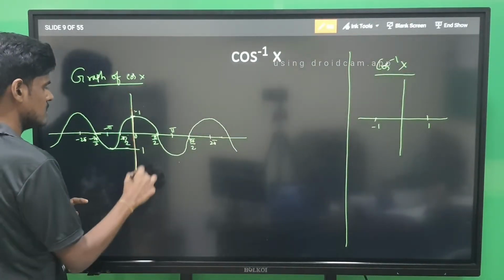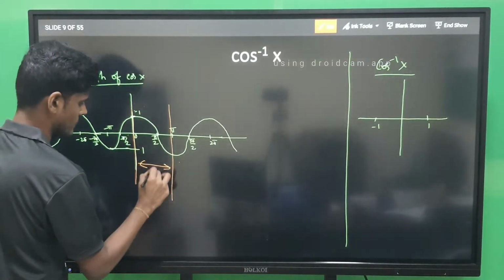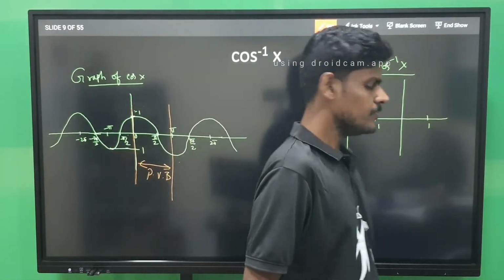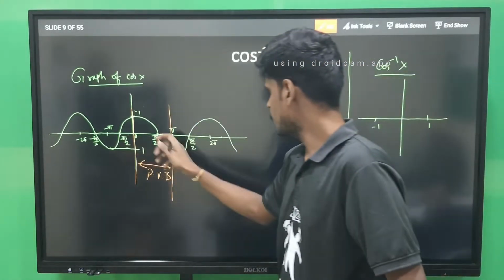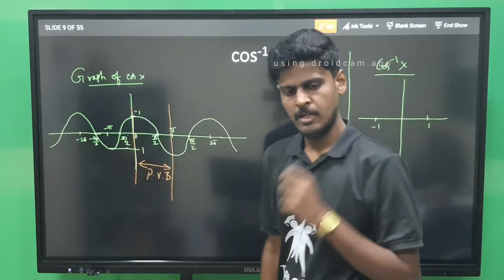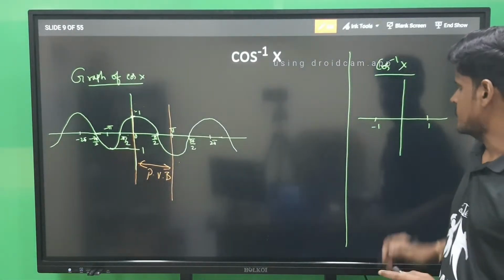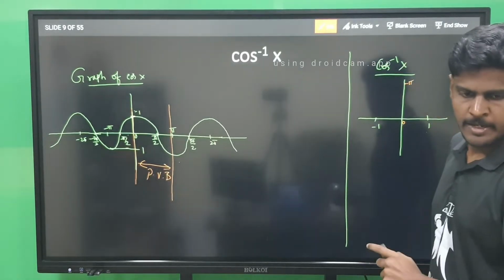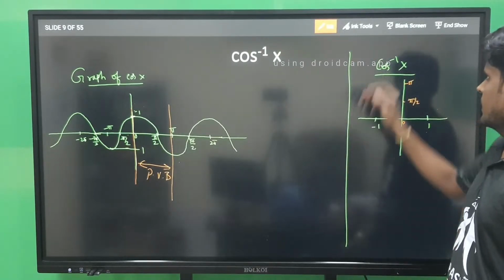We will take this branch 0 to pi. This branch is called the principal value branch. Let me write in short as PVB. Principal value branch. Now what is the branch we took? 0 to pi, and mark it. This is the domain of the trigonometric function, so it becomes minus 1 to 1. Now what we do is mark this 0 to pi as the range for the inverse function. So this is 0 and this value is pi. Let me write pi by 2 in between. Okay.